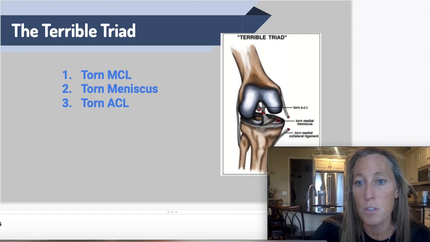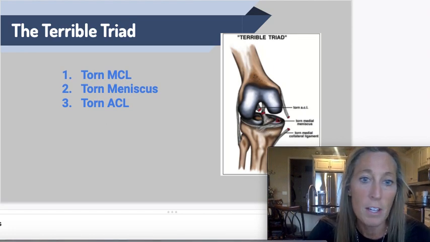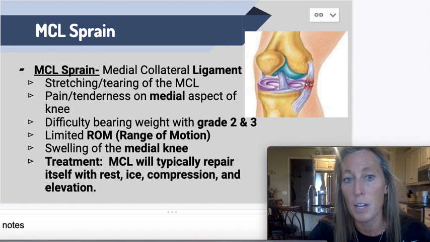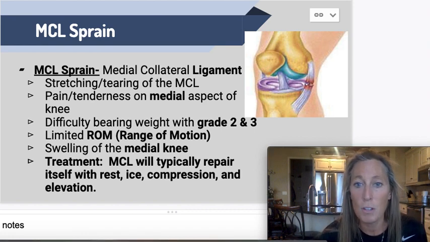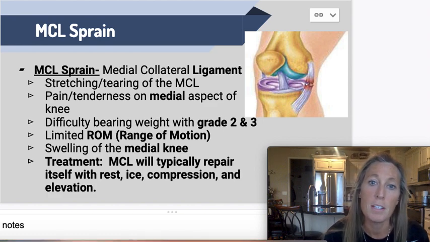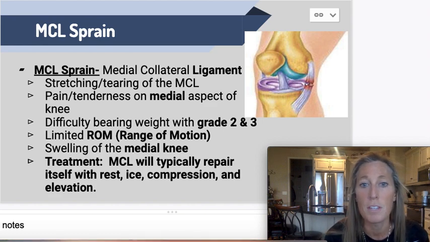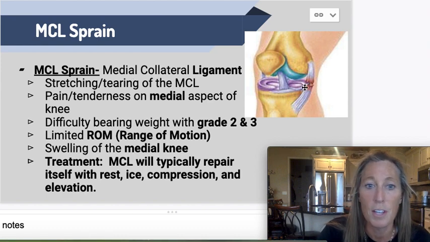Let's look at them individually. The first one we will look at is an MCL sprain or an MCL tear. An MCL sprain is a sprain of the medial collateral ligament. This is stretching, or it could be complete tearing of the MCL, or the medial collateral ligament. There's going to be pain and tenderness on the medial aspect of the knee, as you can see right here where this is torn on the inside of the knee. There will be pain right there along the joint line.